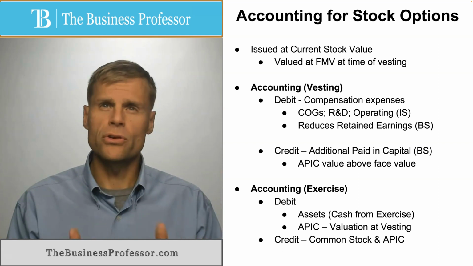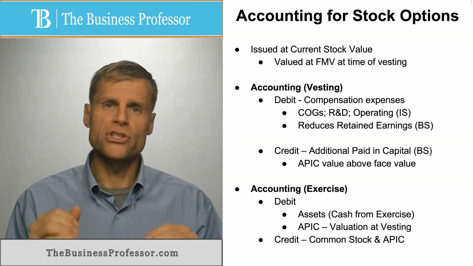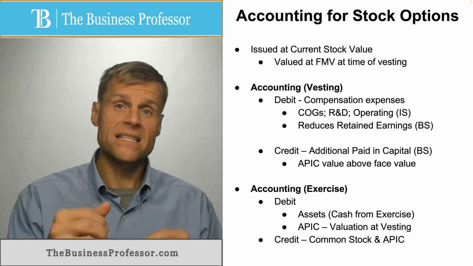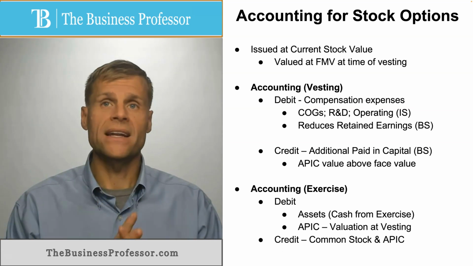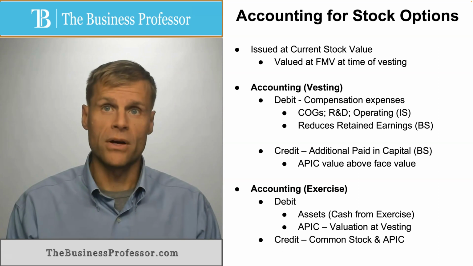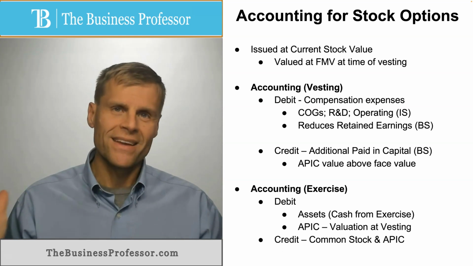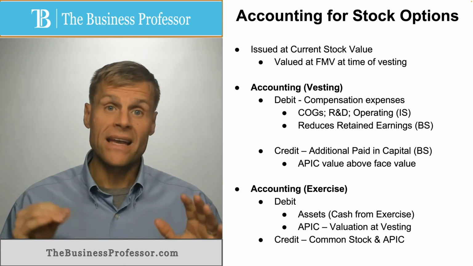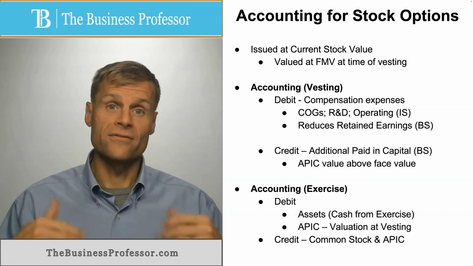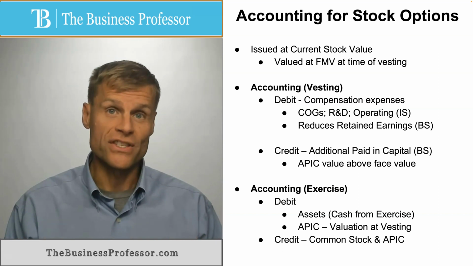So basically what you're doing is undoing your original entries from the vesting transaction, and then you're finalizing it at the time of exercise. So in summary, that's how you account for the award, vesting, and exercise of stock options.